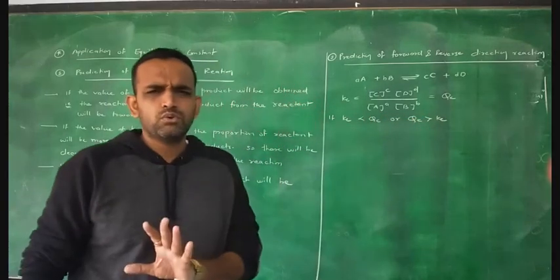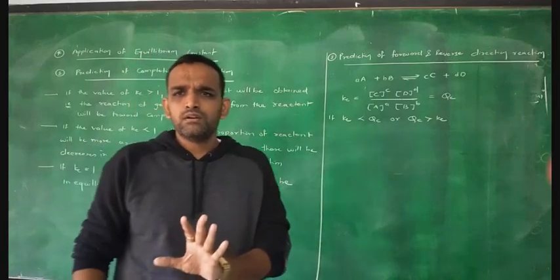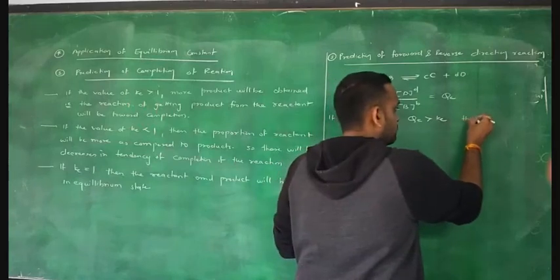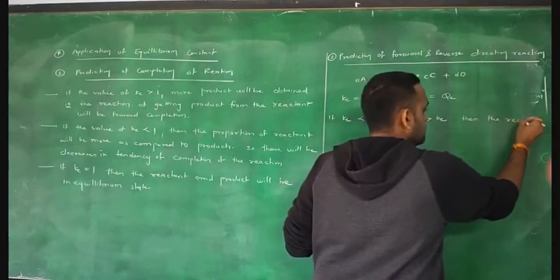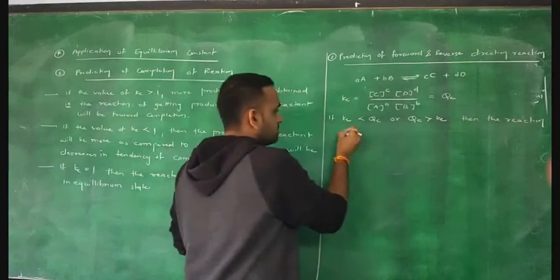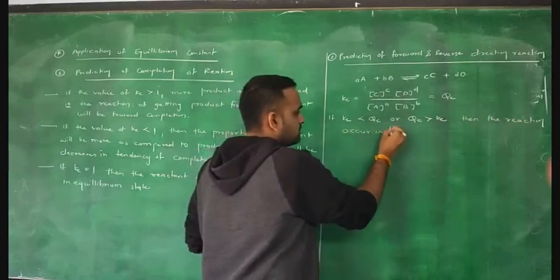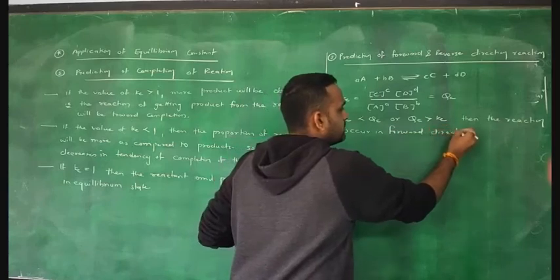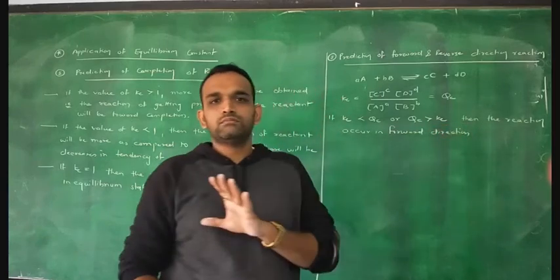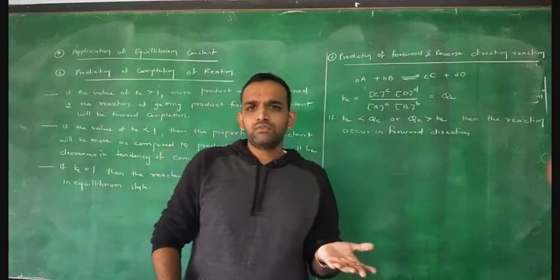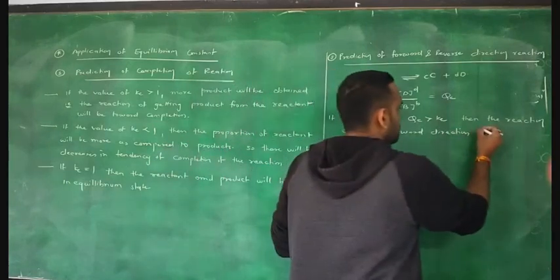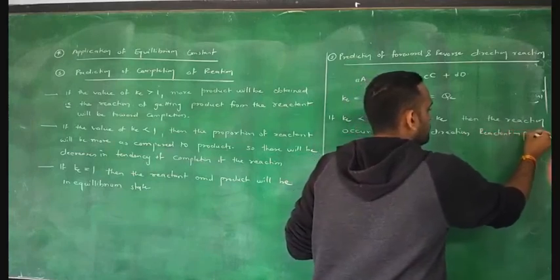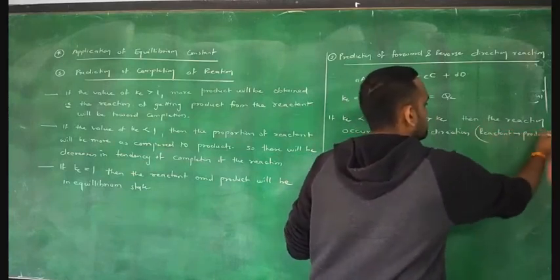Is it clear? Now if Kc is less than Qc, or Qc greater than Kc, then the reaction occurs in the forward direction. That means we can say from reactant to product. Is it clear?